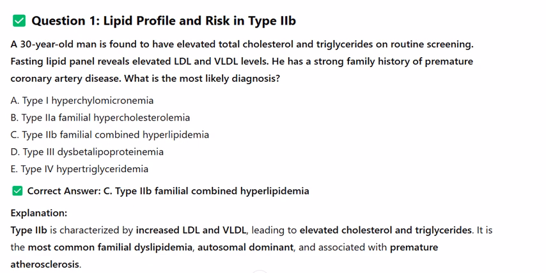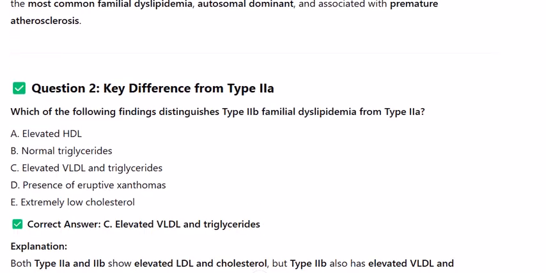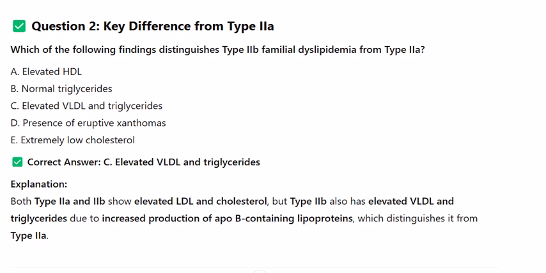Explanation: Type 2B is characterized by increased LDL and VLDL, leading to elevated cholesterol and triglycerides. It is the most common familial dyslipidemia, autosomal dominant, and associated with premature atherosclerosis. Question 2. Key difference from type 2A?